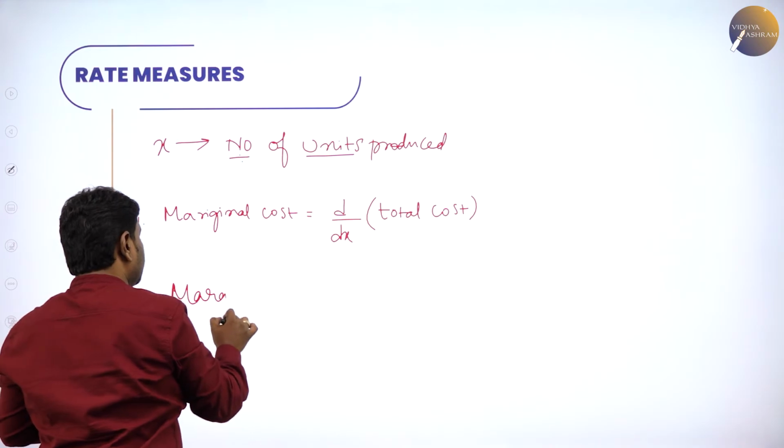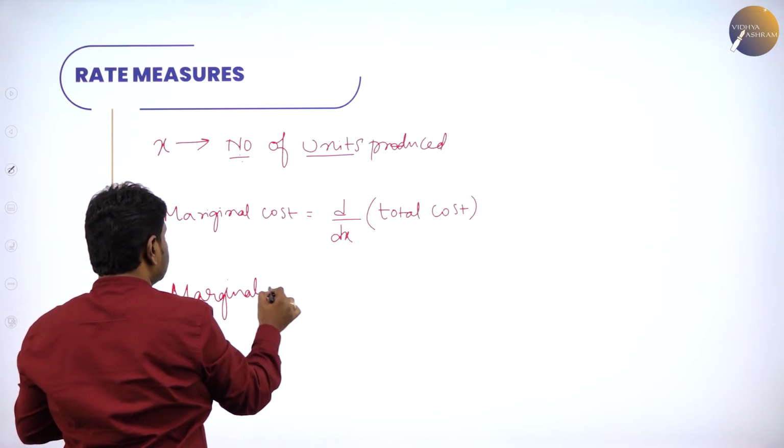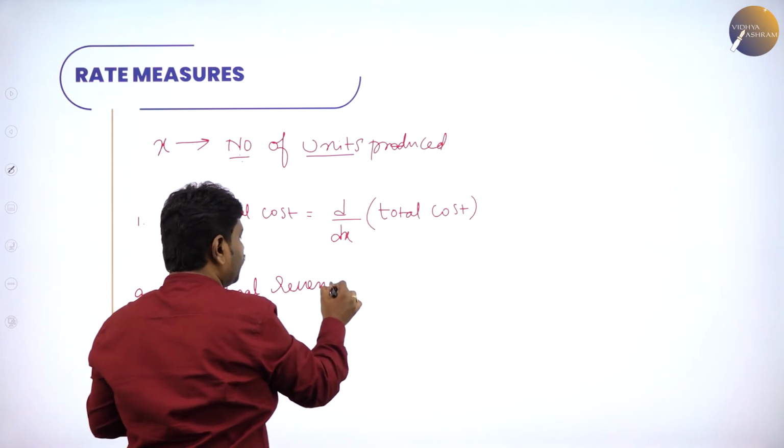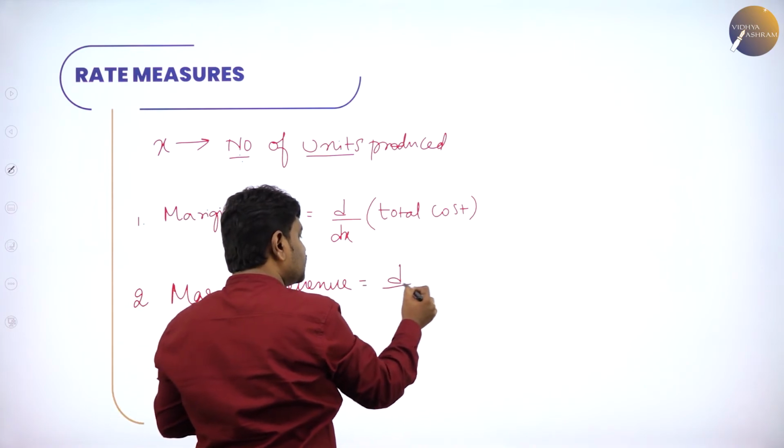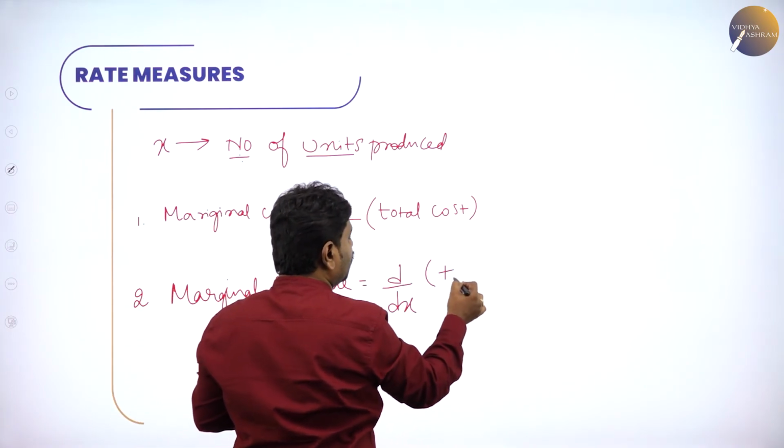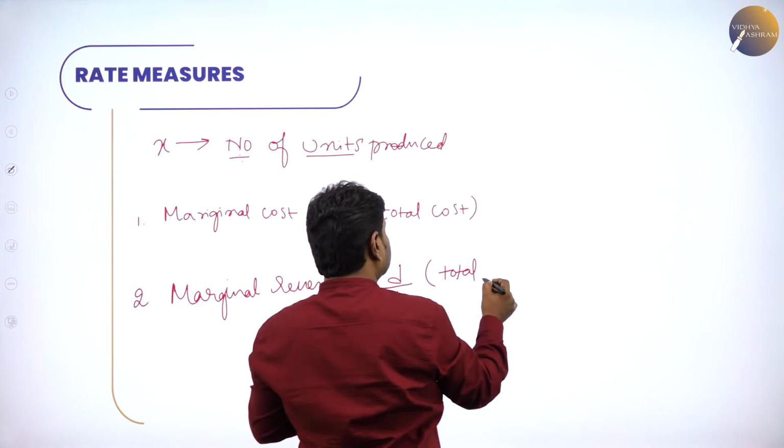Now one more commercial based problem is marginal revenue. If they ask you to find marginal revenue, again it is the derivative of total revenue. Differentiation of total revenue with respect to what? With respect to the number of units.